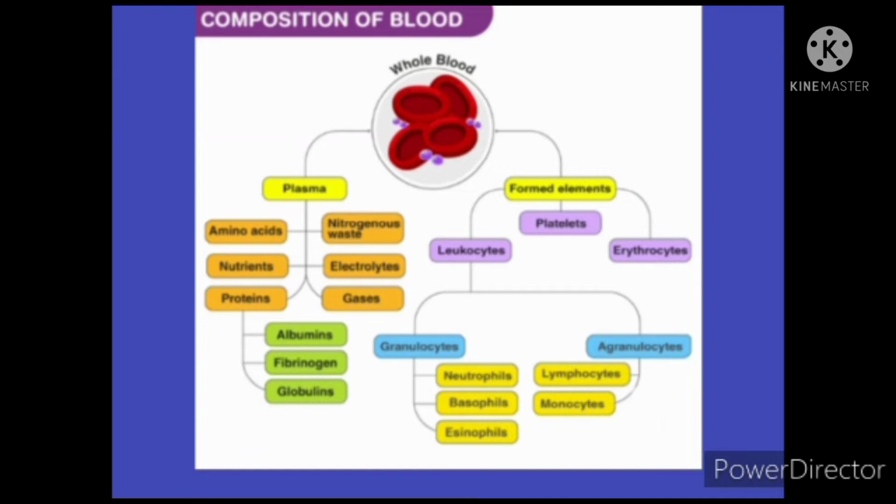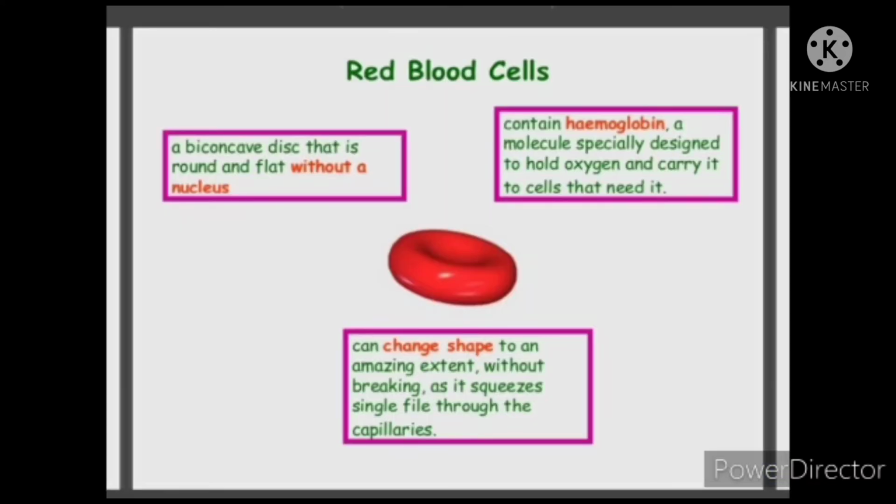Here you must be seeing that the white blood cells, or WBC, also known as leukocytes, are further divided into different types of cells. Now first of all we will read about red blood cells or red blood corpuscles. They are also known as RBCs. We also call them erythrocytes.